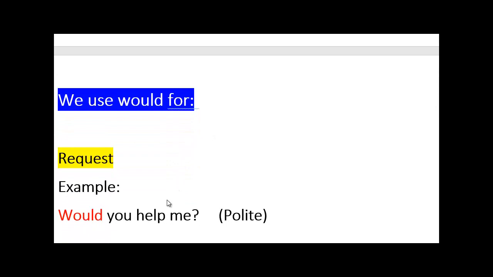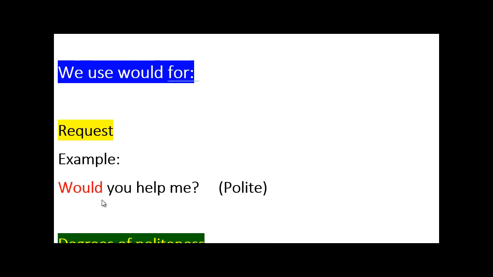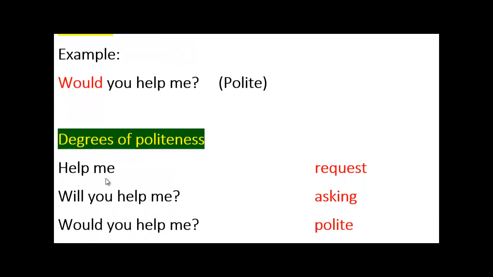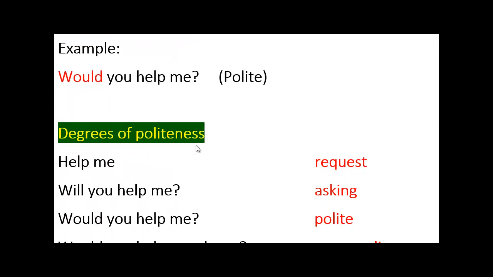Now let's take a look at requests. You could say, "Would you help me?" That's being polite. You're using would to be more polite. So instead of saying, "Will you help me?" say, "Would you help me?" Oh, all right, good. I found something here: degrees of politeness.